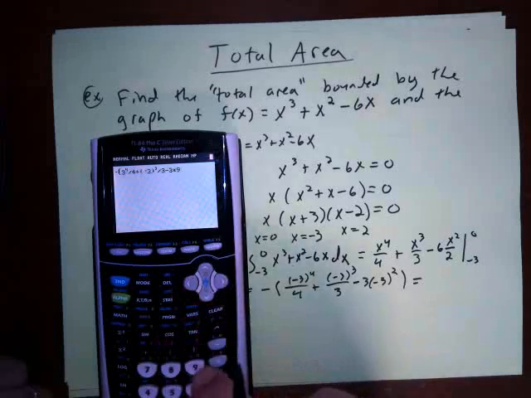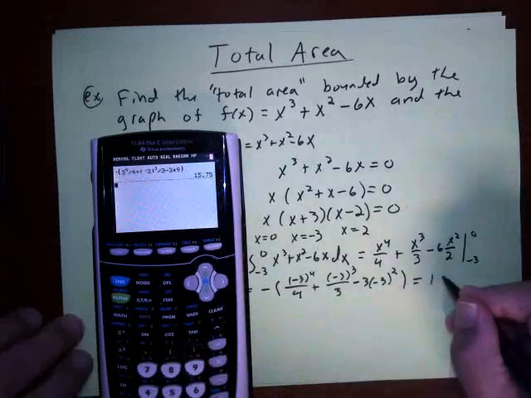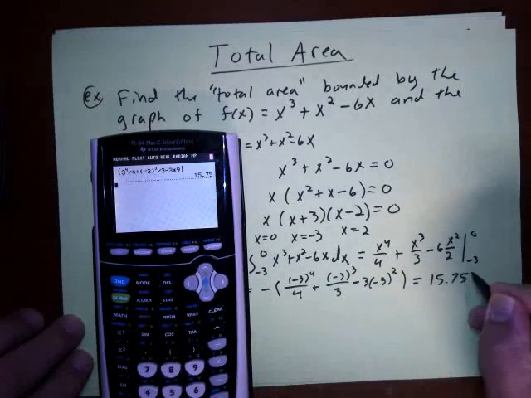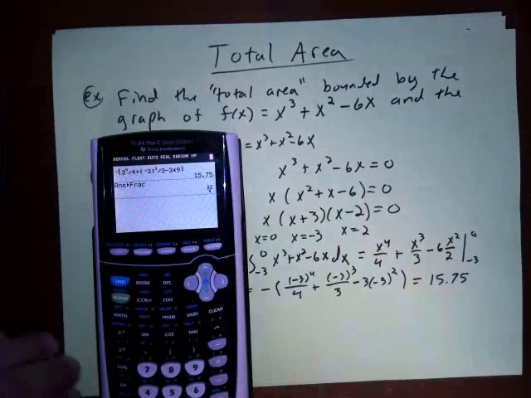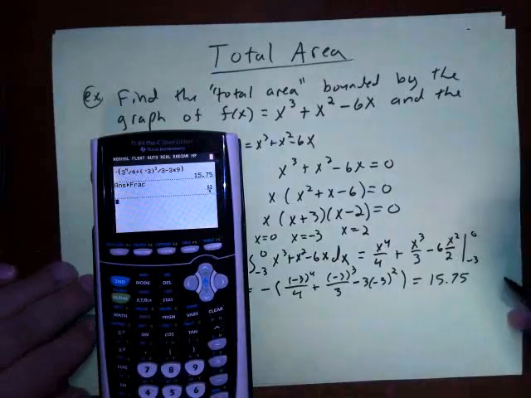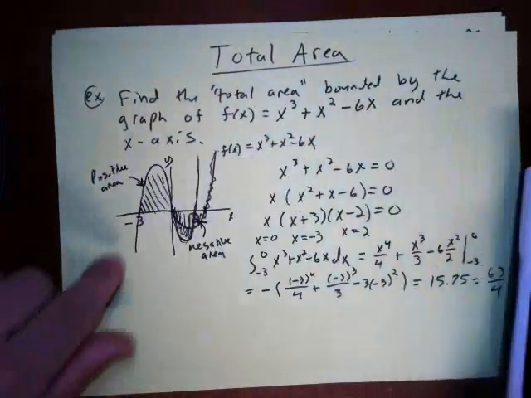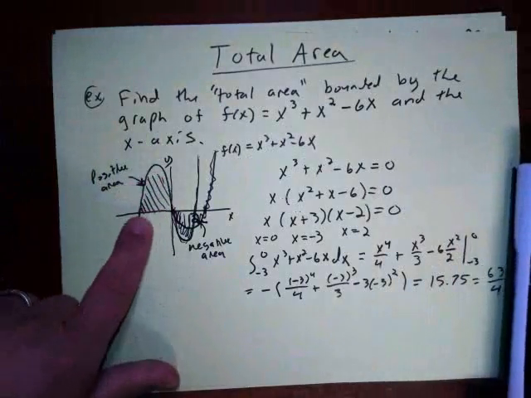So there, let's see what we get. And it says 15.75. And I could probably get that as a fraction. Well, of course I could get that as a fraction. So it's 63/4. Okay, so that's this area right here.